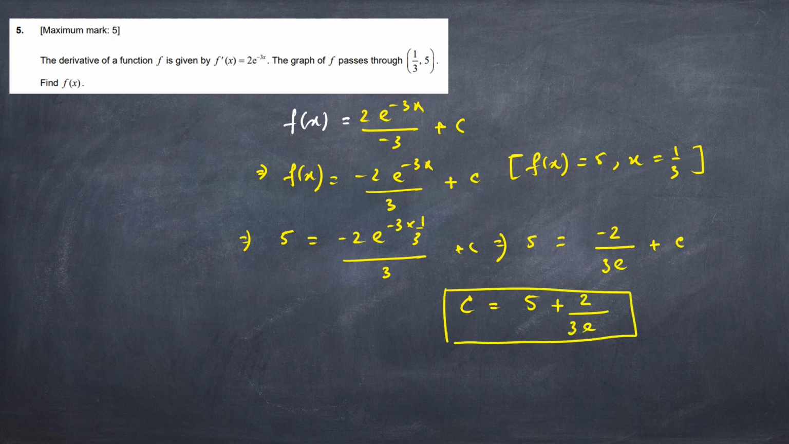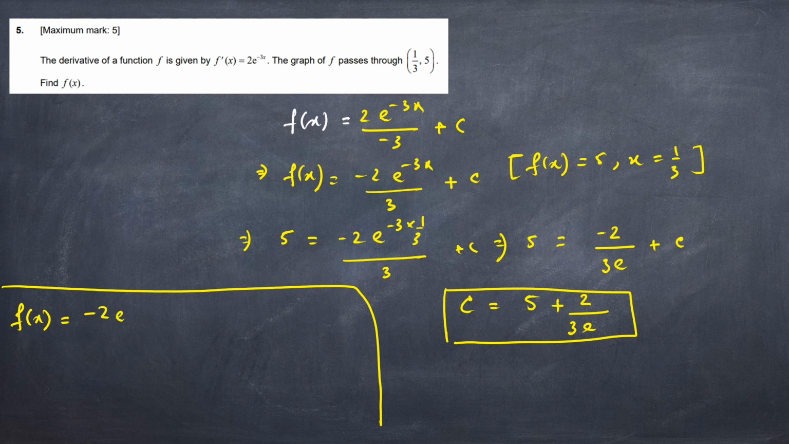Now we will just put these values in the main function and we will get the complete function. So f(x) is equals to minus 2 e to the power minus 3x divided by 3 plus 5 plus 2 by 3e. So this was basically the c part. Now we have the particular value of c here. In this way you can find the value of f(x). Now we will move towards the next problem.